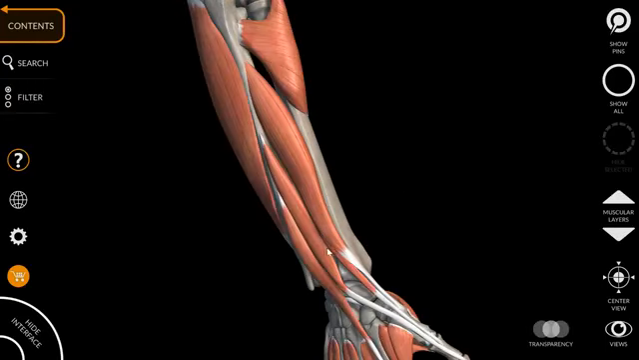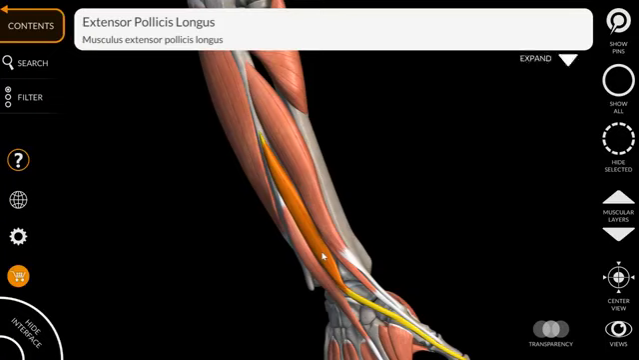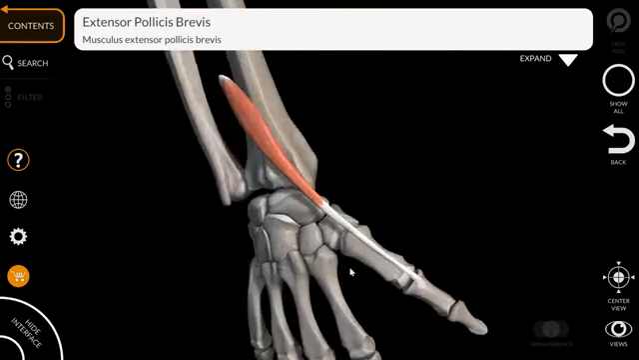Then there are two muscles which are extensor pollicis. That is, they are going to extend the thumb, but there are two. One is long and one is short. So the long one is the extensor pollicis longus, and the small one is the extensor pollicis brevis. So first of all, extensor pollicis brevis.